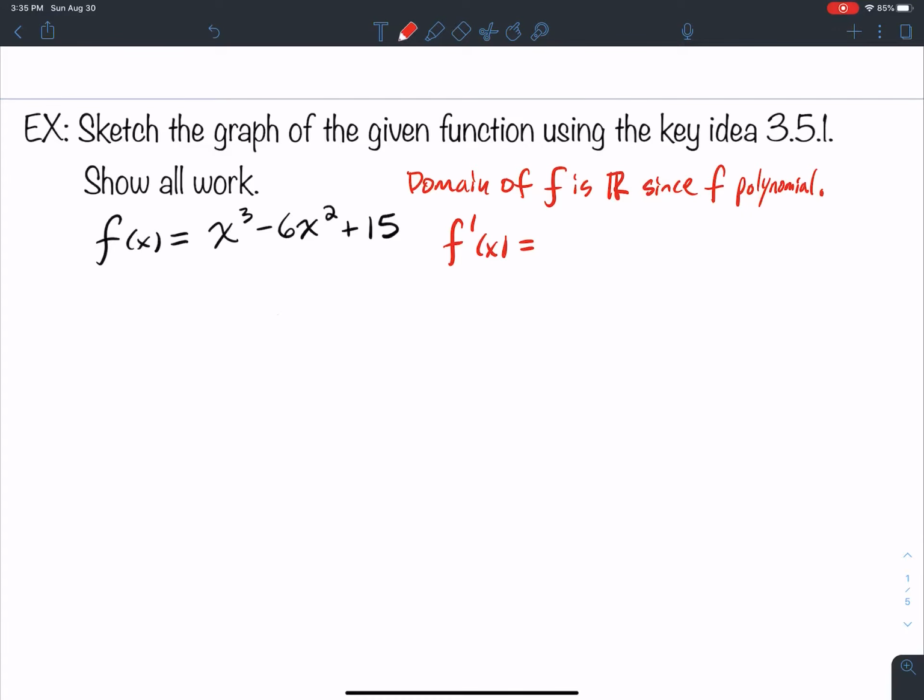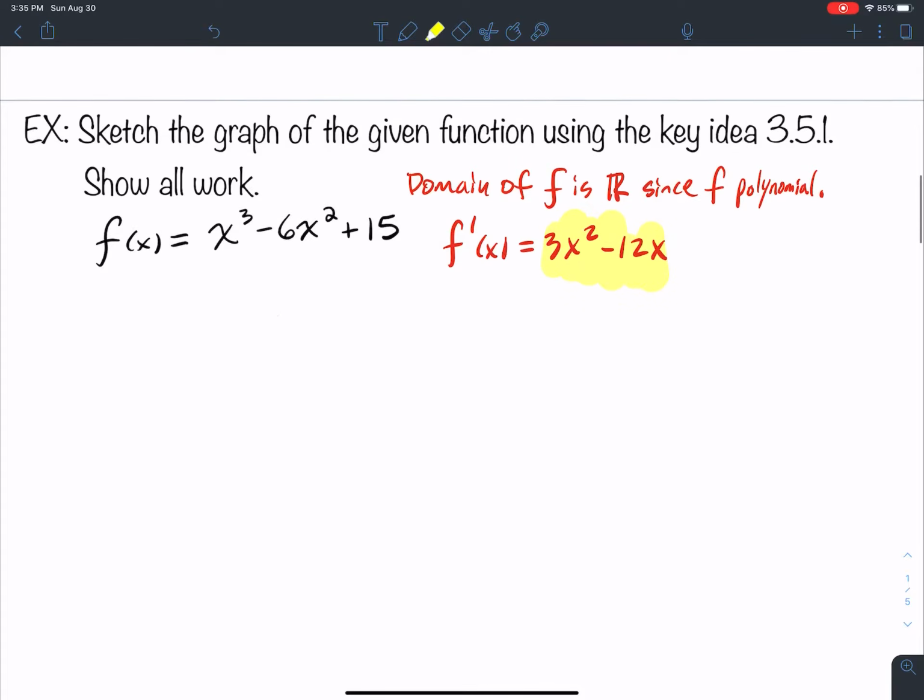All right. Now, number 2, we're supposed to find the critical values of f. To do this, I take the derivative. The derivative of x cubed is 3x squared. The derivative of negative 6x squared is negative 12x. Derivative of 15 is 0. Once I get the derivative, to find critical values I figure out where it doesn't exist and where it's equal to 0. Well, this is a quadratic, so it exists for all real numbers. It's a polynomial. So I need to set this equal to 0 and solve for x.